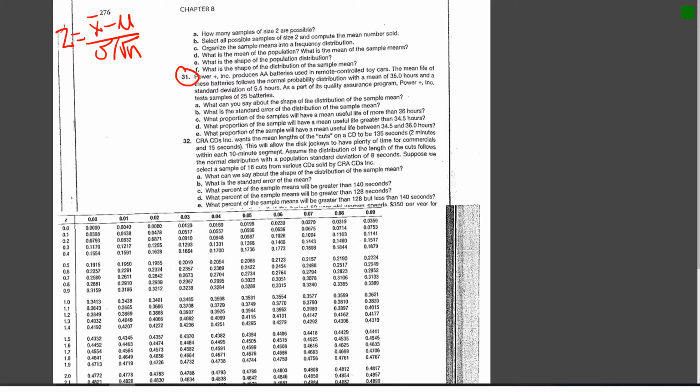This one is about a company that says they produce AA batteries. It says the mean life of these batteries follows a normal distribution. Notice they give you the mean is 35 hours, so that means mu is 35. It says a standard deviation of 5.5, so sigma is equal to 5.5. It says as a part of its quality assurance, however, they test a sample of n is equal to 25. So it looks like that's going to be our sample size.